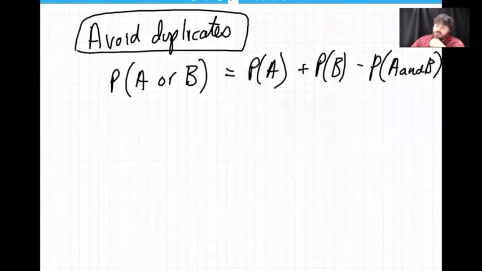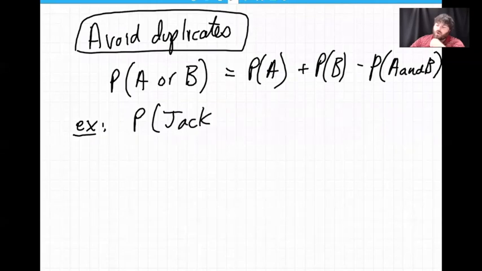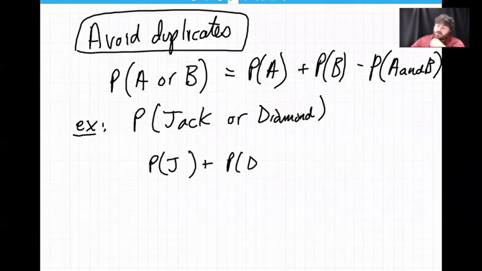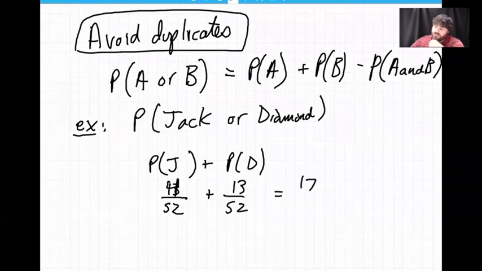Okay, so an example would be something like, what's the probability of drawing a jack or a diamond? Okay, so it's tempting to just do the probability of a jack plus the probability of a diamond. Probability of jack is 4 out of 52, and the probability of a diamond is 13 out of 52. So it's tempting to say, oh, it's just 17 out of 52, but that's wrong.